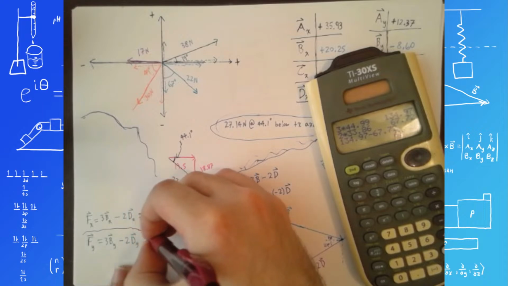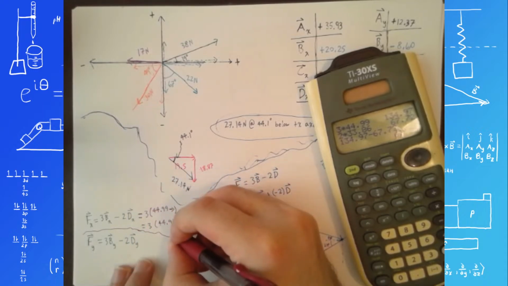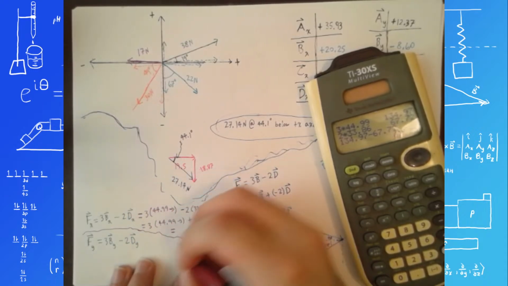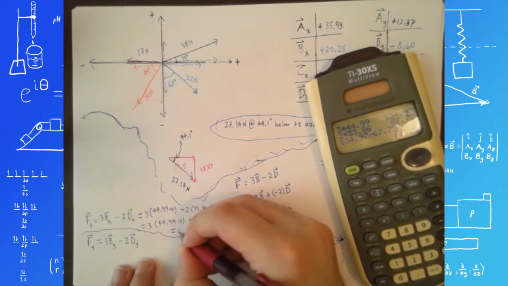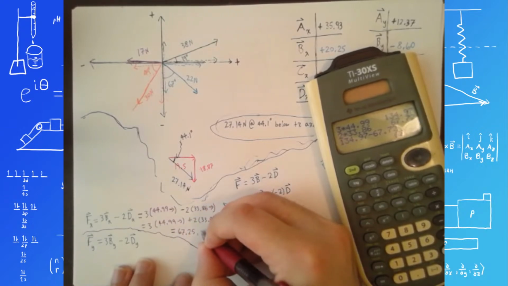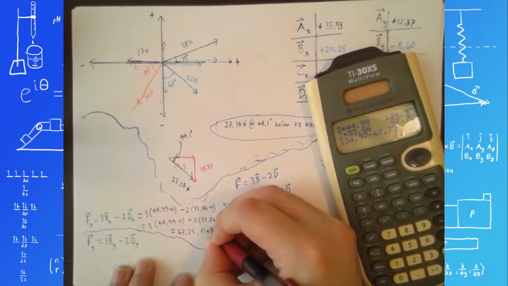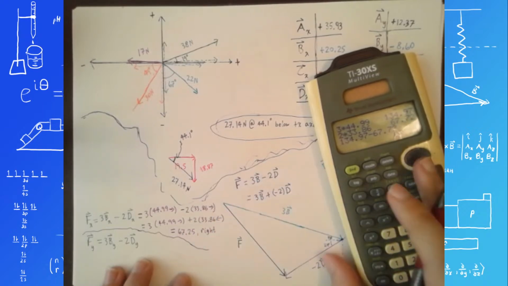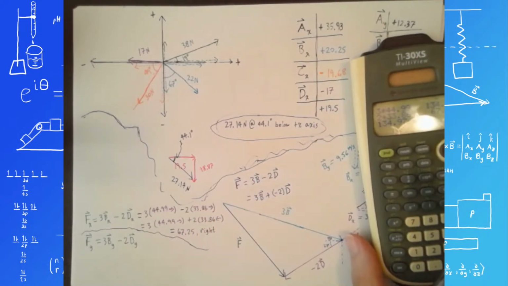Let me wall this off. Equals 67.25 to the right, or positive x direction, if you will.